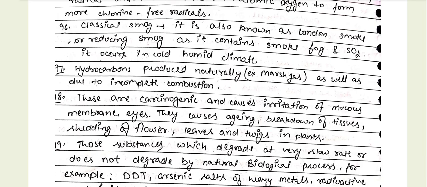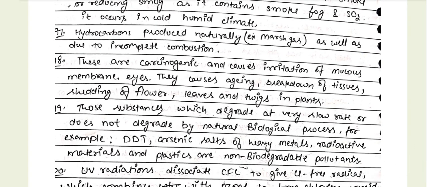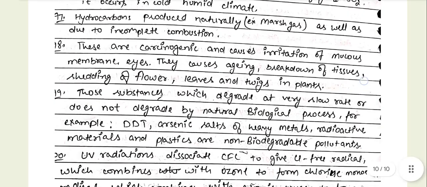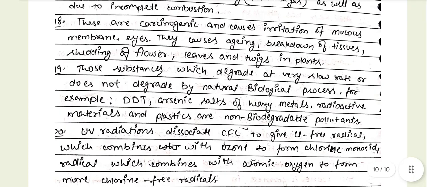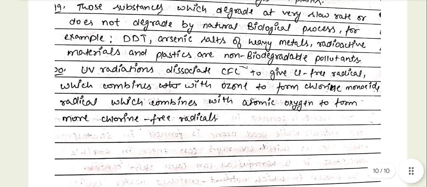Hydrocarbons are produced naturally as well as due to incomplete combustion. These are carcinogenic and cause irritation of the mucous membrane and eyes. They cause aging, breakdown of tissues, shedding of flowers, leaves and twigs in plants. Those substances which degrade at a very slow rate or do not degrade by natural biological processes, for example DDT, arsenic, salts of heavy metals, radioactive materials and plastic, are non-biodegradable pollutants.